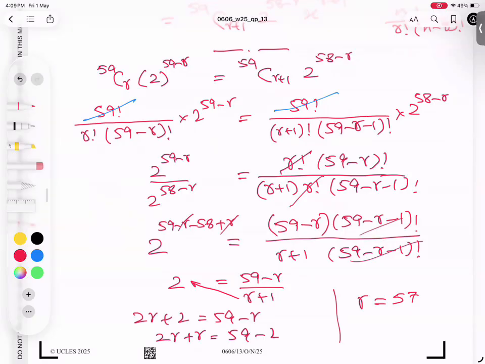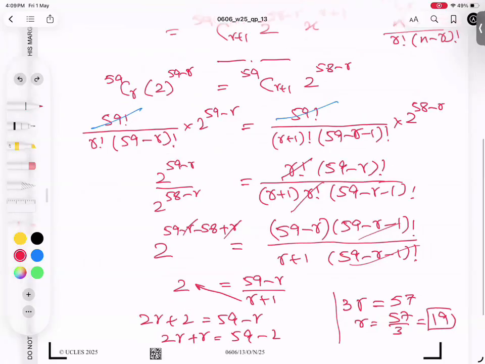And now the 3 will divide, students. 57 over 3 will give us what? 3 ones are 3, and 3 nines are 27. So I hope it's clear, because this r goes and becomes plus. I hope the concept is clear and the question is completely over.